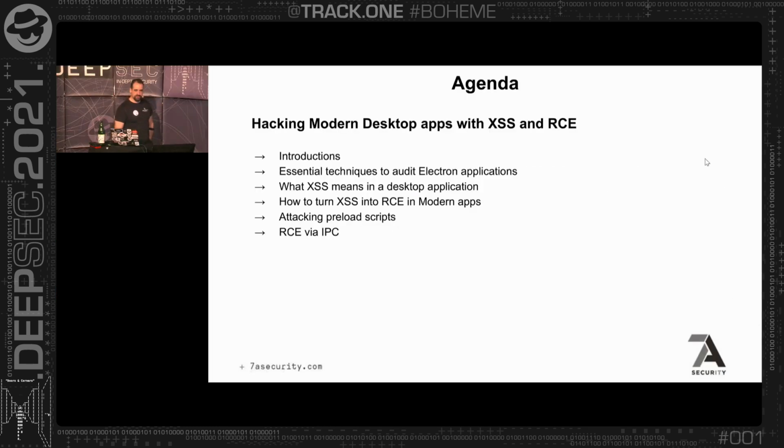First, I'll give you some introduction. In case you have never seen an Electron application or you don't know what this is about, I'll give you some quick tips where, without having any idea, you will already have some low-hanging fruits that you can start from. Then we will see what XSS means in the context of a desktop application, and how to turn XSS into code execution. Then we will see two other interesting code execution scenarios that are specific to Electron, such as attacking preload scripts, and then remote code execution by exploiting vulnerabilities in IPC, or inter-process communication.